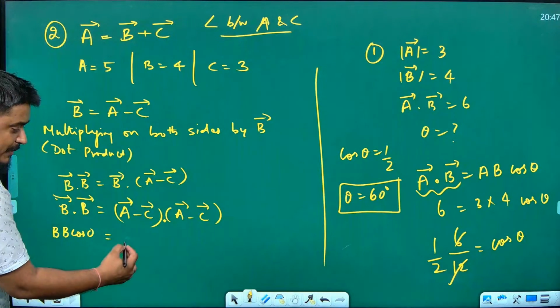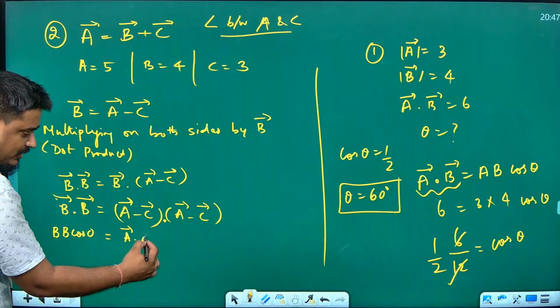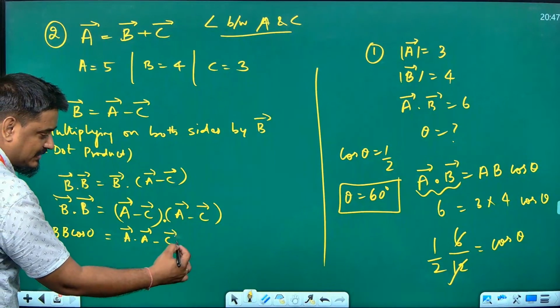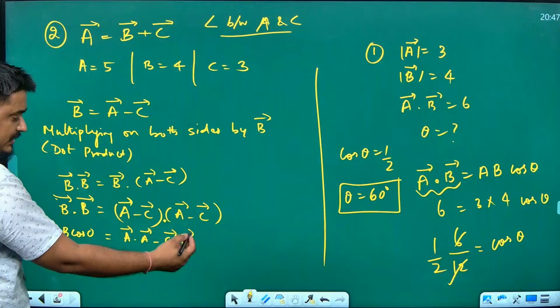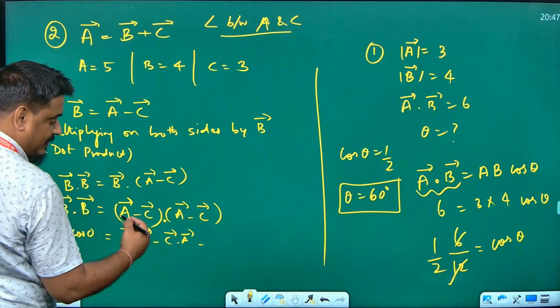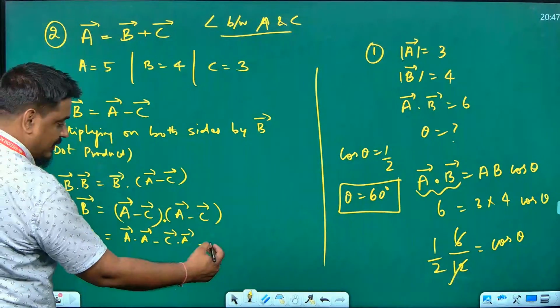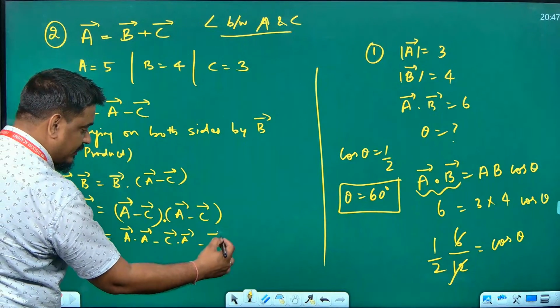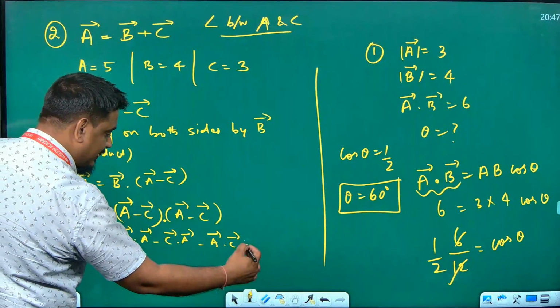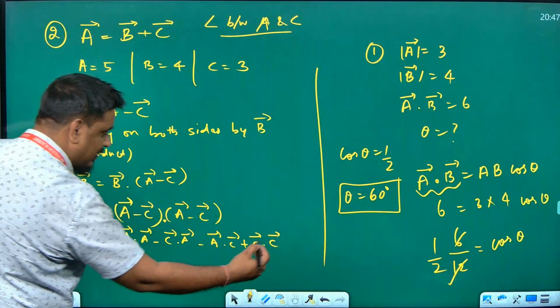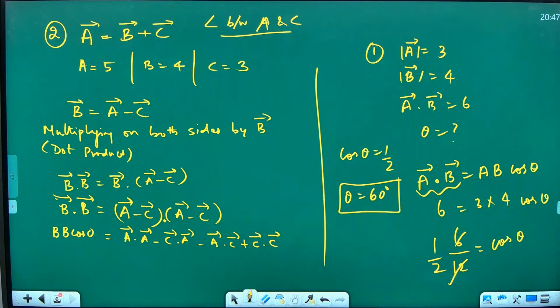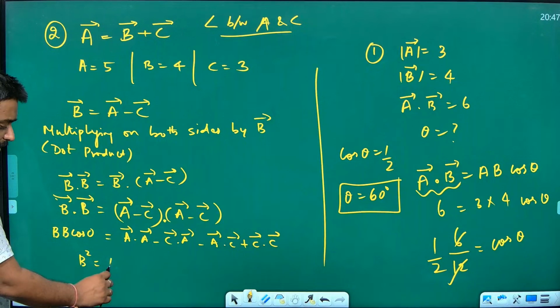A dot A will become, I'll write one step, A vector dot A vector minus C vector dot A vector minus, these two have multiplied, A vector dot C vector plus C vector dot C vector. What I have done, you are understanding? Just open the bracket. After that, the same logic, cos 0 is 1, so it will become B square, isn't it? And I am going to get the same A into cos 0 will become A square.